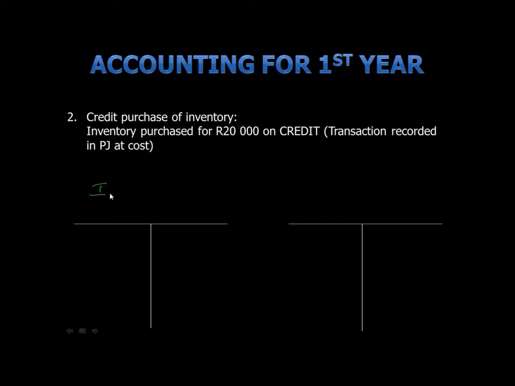So, let's have a look at the accounts involved. Again, we are dealing with the inventory account. And because the purchase was made on credit, we know that we'll be dealing with a creditor's account. Remember, the transaction must be recorded at cost, in this case 20,000 Rand. Inventory as an asset increases on the debit side. And we know that creditors increase on the credit side.